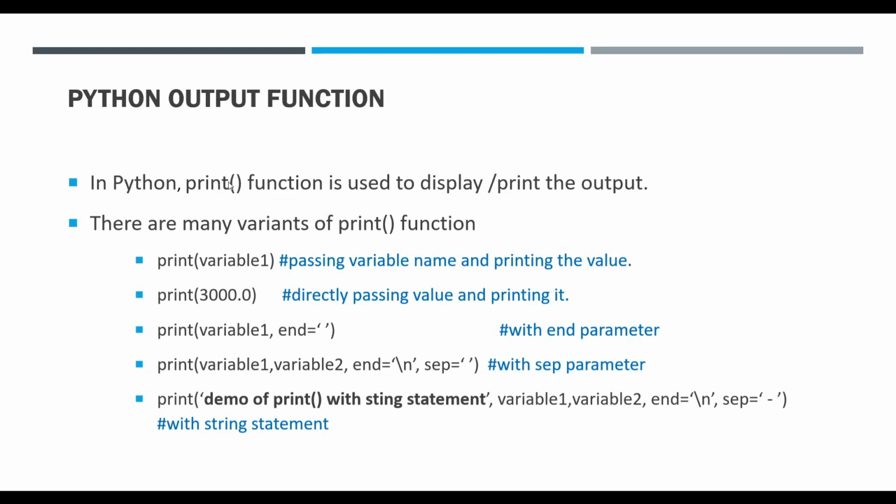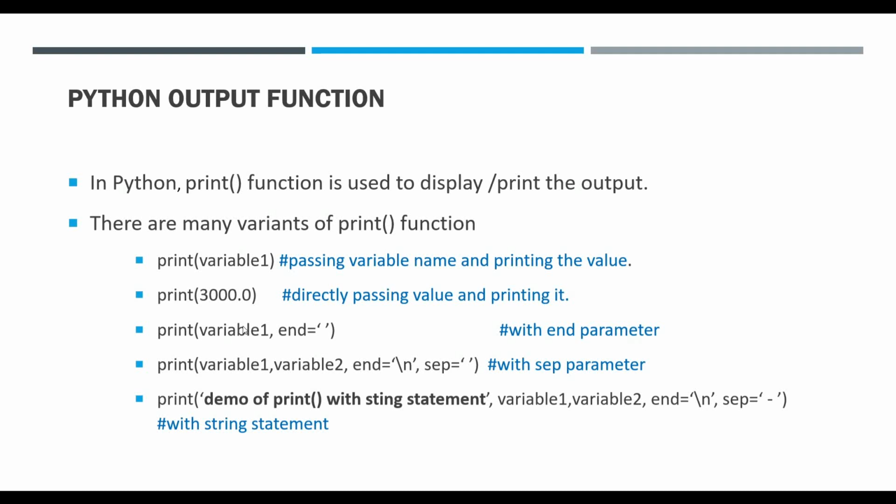In Python, we have the print function, which we have already used multiple times, and it is used to display or print the output. And there are many variants of the print function. For example, print with a variable. Here I have taken a variable as variable 1. Here we're directly passing the variable name and printing the value associated with the variable. The second variant we can have is directly passing the value inside the print function.